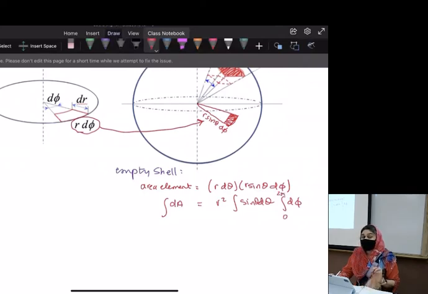And for theta, the limit should be 0 to pi, always, right? If you have a semicircle, you go all the way around, you go through pi, it becomes another circle, right? Okay, anyone remember what the integration of sine of theta is? Negative cosine. Good.